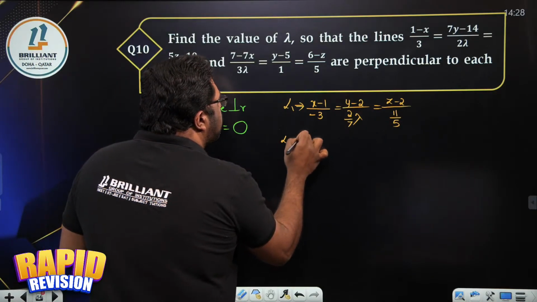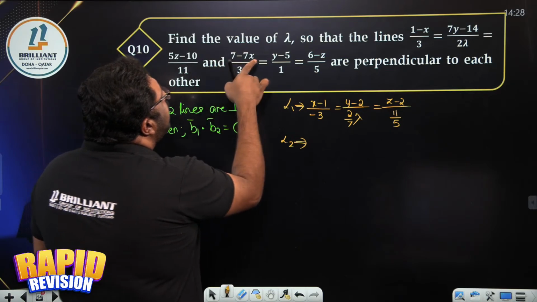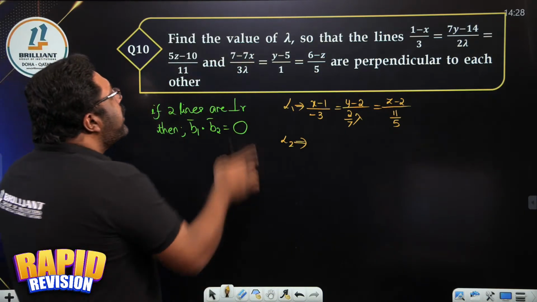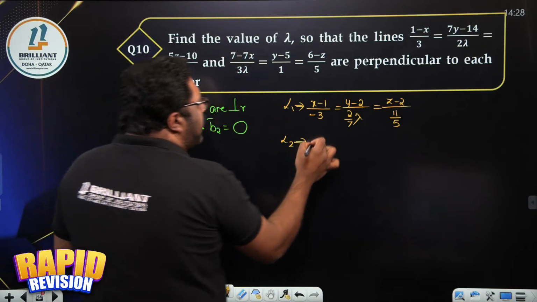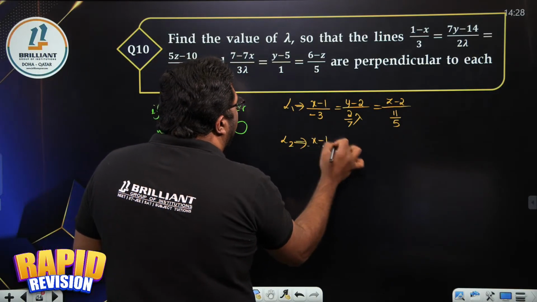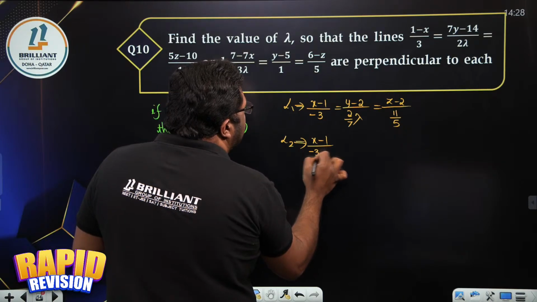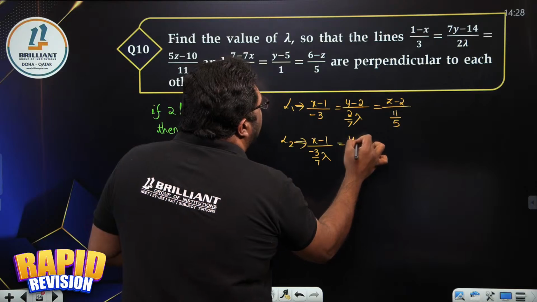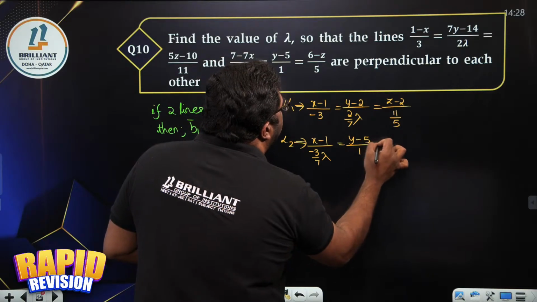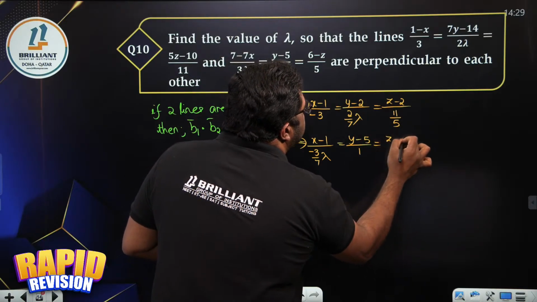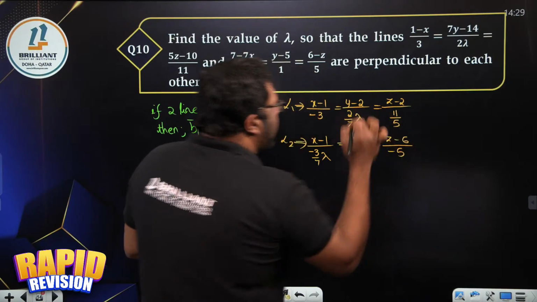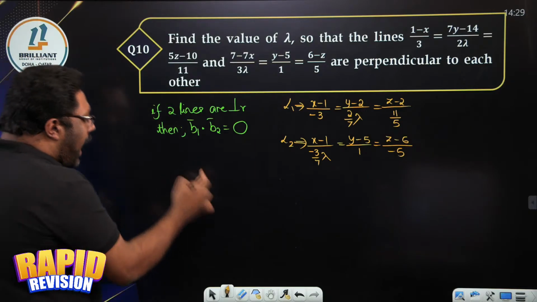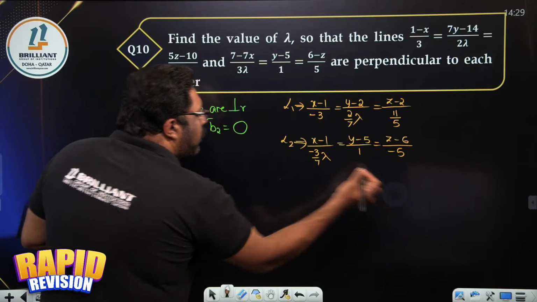For line 2, standard form, divide the numerator and denominator by -7 because the coefficient of x is -7. So it's x minus 1 by -3 by 7 lambda. Next, y minus 5 by 1. Next, z minus 6 by minus 5. So direction ratios of the second line is also ready. So I have b1 dot b2 equal to 0.